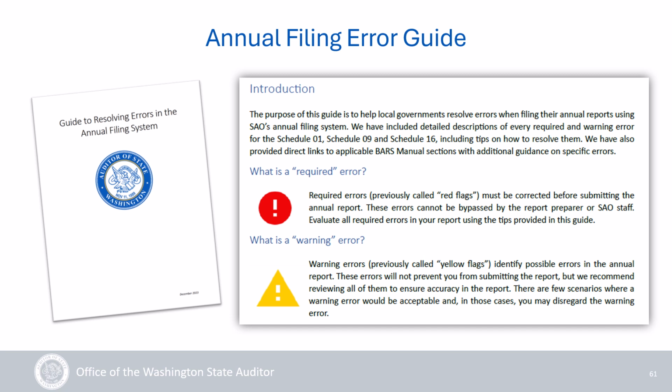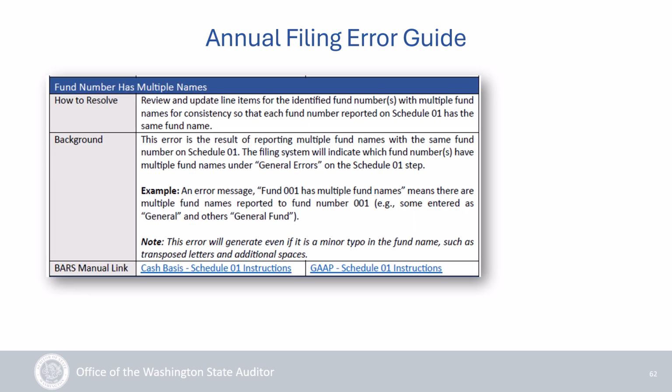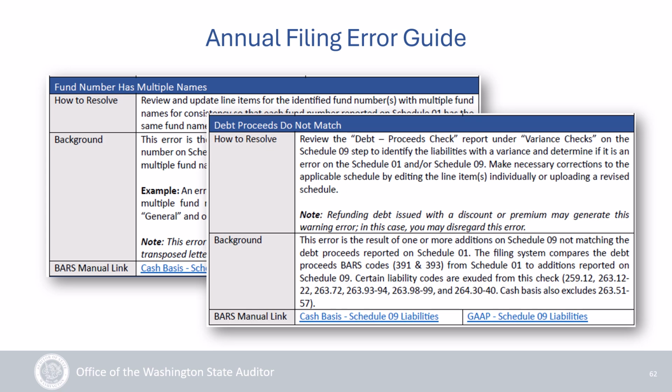Now let's take a look at the error guide. It is formatted the same as the handbook and includes a table of contents to easily find the error that you're needing guidance on. This also includes a summary of what each error category is. Within the error guide, you'll find every possible error that you may run into in the filing system. You'll find background information and a description of what the error is, what type of information it's looking for, etc. And it includes tips on how to resolve it. We also provide direct links to the applicable BARS sections to help provide even more guidance.